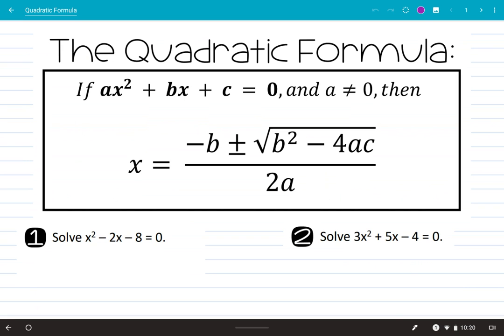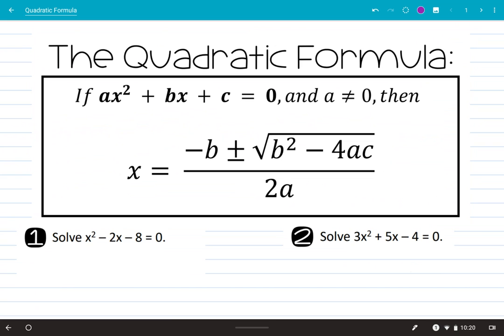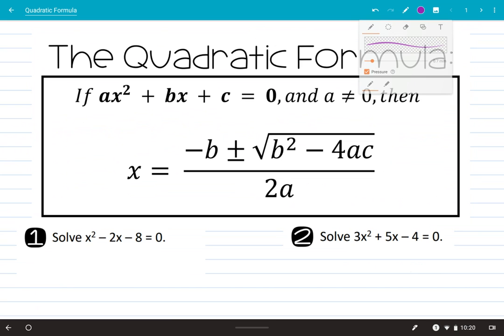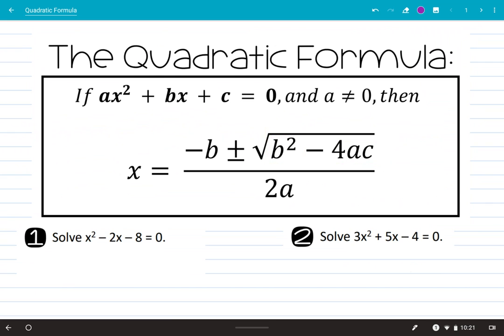And if you look at the formula, here we actually have used this one last week, the b squared minus 4ac. There is the discriminant. So we have used this formula already, but we're going to take it a step further.